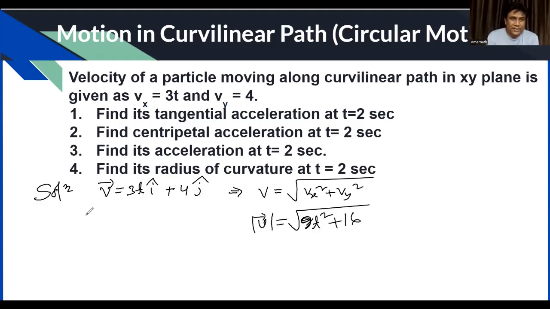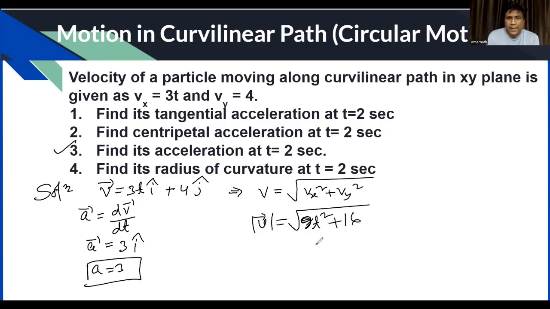So here acceleration is equal to dv by dt. Differentiation of 3t is 3 and differentiation of 4 is 0. So it means acceleration is 3 only. Net acceleration is 3. So that is found. And the speed is this, but I need to calculate at.